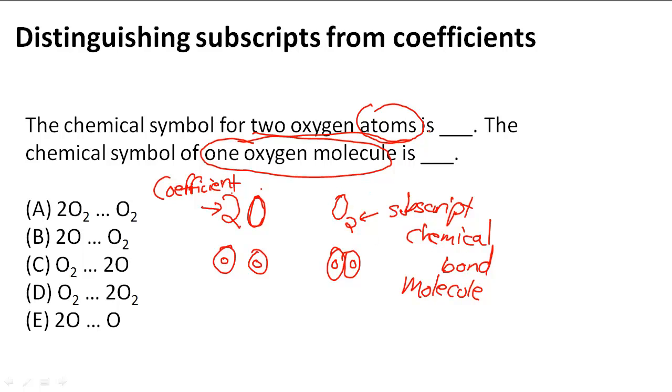So here is the answer. You have two oxygen atoms and one oxygen molecule indicated by that. Let's see if there's an answer that matches that. The answer that matches that is B. So B is the correct answer for this problem.